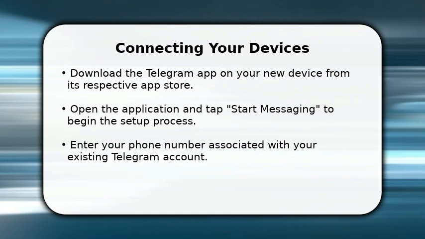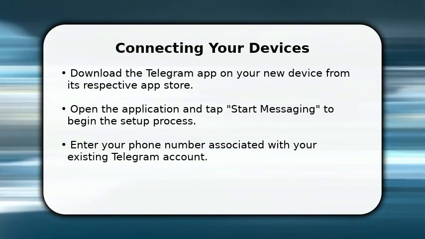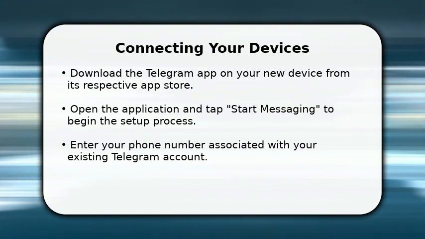Once installed, open the application and tap the Start Messaging button. You will then be prompted to enter the phone number linked to your current Telegram account. This is the crucial first step to linking your devices seamlessly.